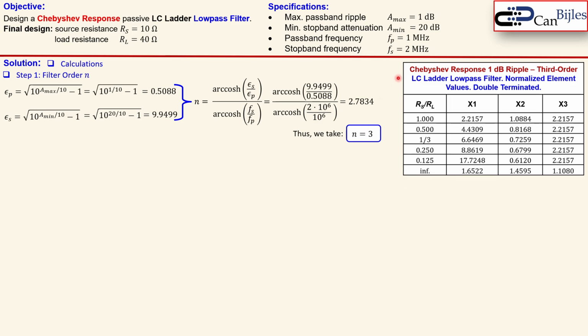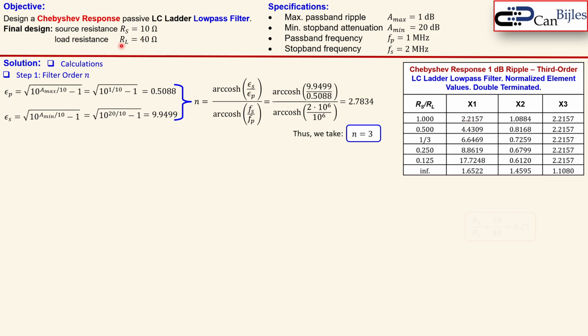Now this is the Chebyshev response with 1 dB ripple for a third order configuration. You see here the LC ladder low pass filter configuration. We have the normalized elements, and it is now double terminated. So what you see is there's a ratio between the RS and RL. If, for example, RS and RL were exactly equal, so that means RS over RL is 1, then you need to use these normalized values.